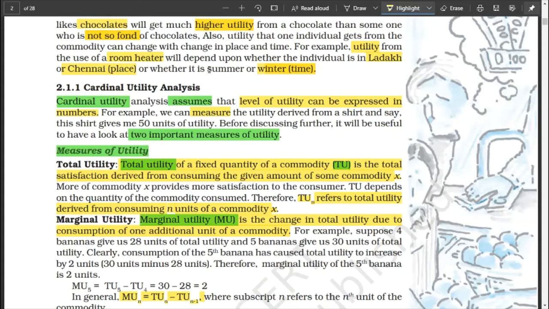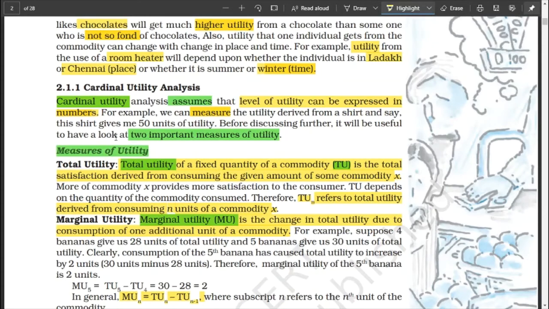That is called the cardinal utility analysis. We use the utility, but it's the cardinal. So what is this cardinal? Cardinal utility analysis assumes that the level of utility can be expressed in numbers, that it is measurable. We get satisfaction by consuming a commodity because it has that utility. But according to Marshall's theory of utility, we can give it a number and we can measure.